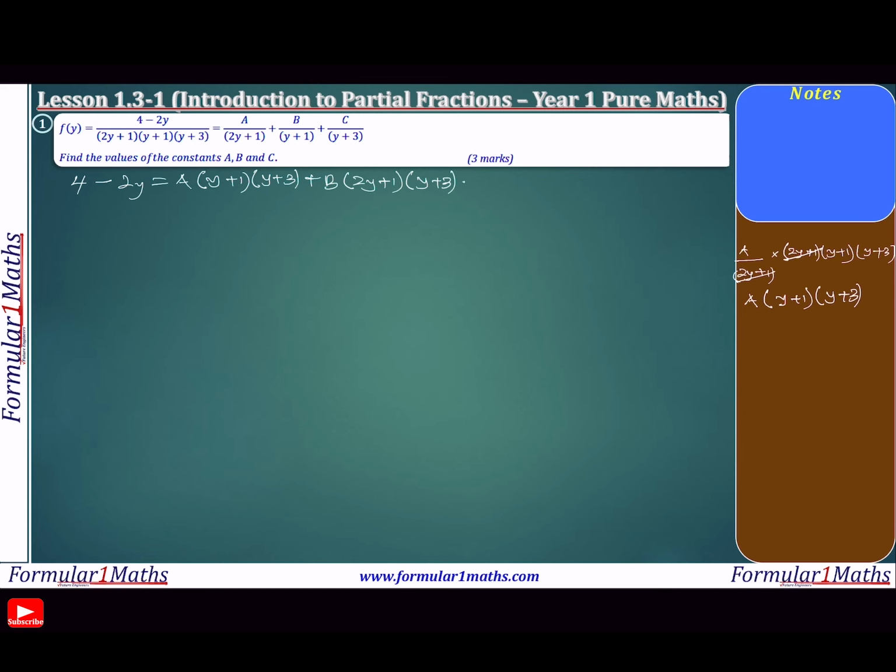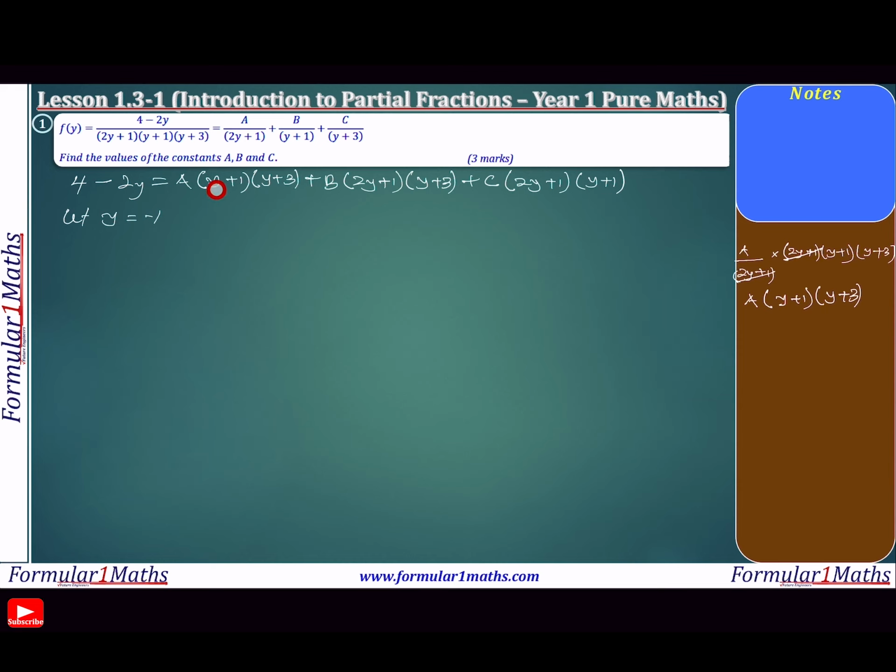And for the third term, that will be plus c brackets 2y plus 1 times y plus 1. So at this point, I can choose to use any of the two methods that we have learned, either the substitution method or the comparing coefficient method. On this occasion, I believe the substitution method is much easier and faster, so I'm going to use that, and I'll do my substitutions.